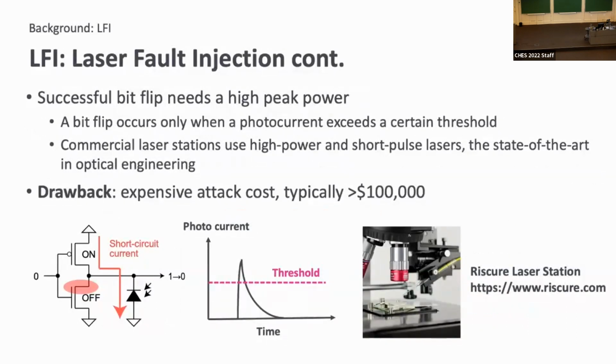Successful bit flip needs a high peak power because a bit flip occurs only when a photocurrent exceeds a certain threshold that overwhelms a legitimate transistor current. Commercial laser stations solve this problem by using short pulse and high power lasers. It is very sophisticated and the state-of-the-art in optical engineering.